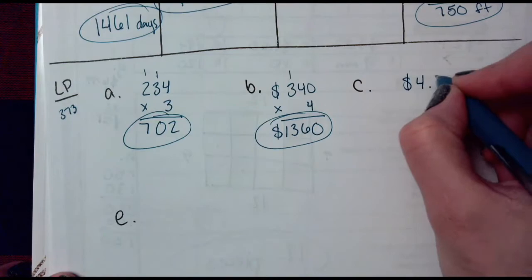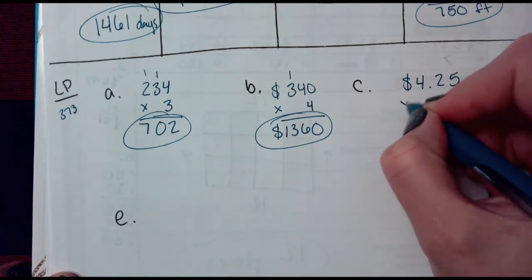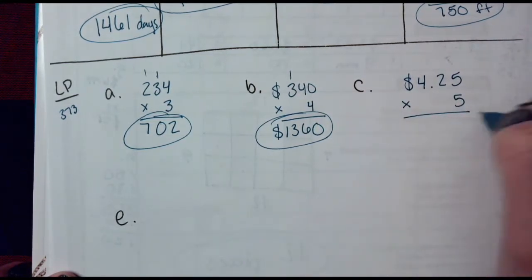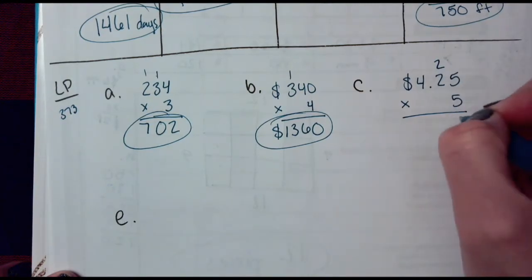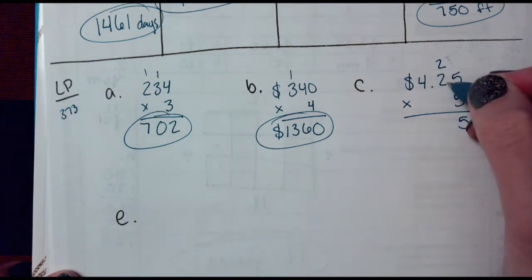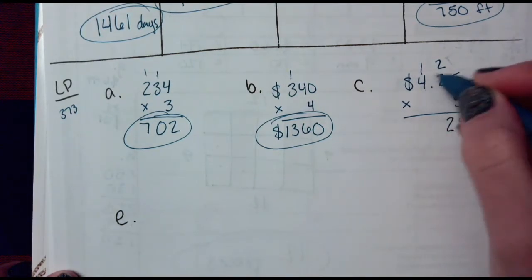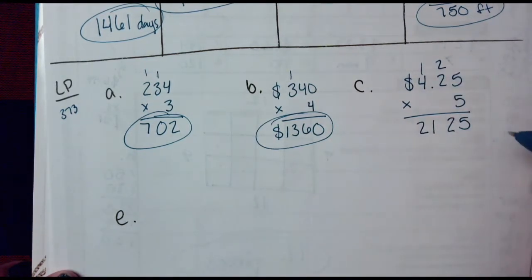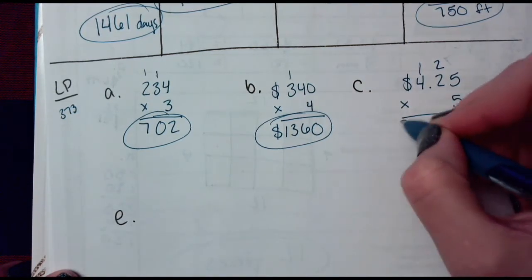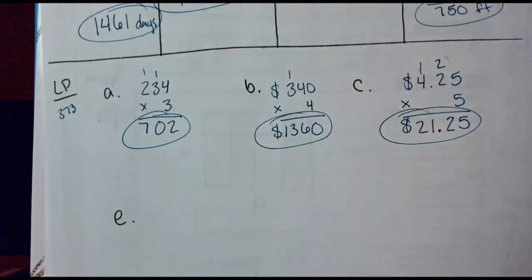C says $4.25 times 5. 5 times 5 is 25. 2 goes up, 5 goes down. 5 times 2 is 10, plus 2 is 12. 5 times 4 is 20, plus 1 is 21. We got 1, 2 decimal point. And don't forget your $ sign.